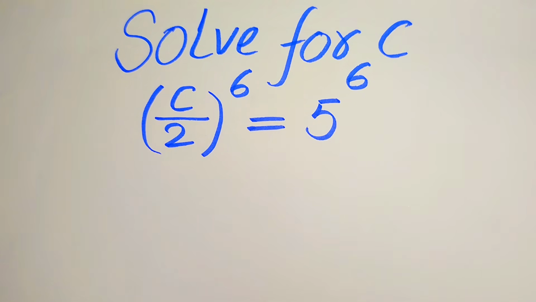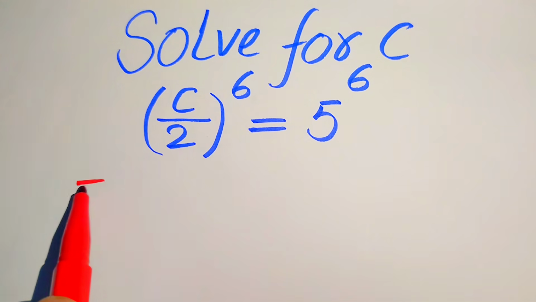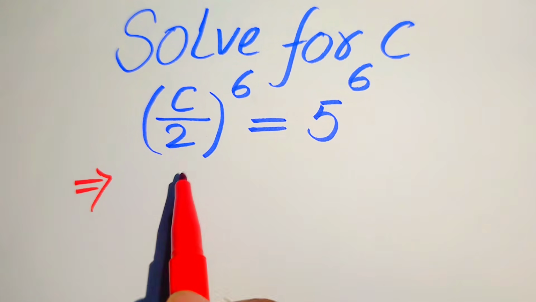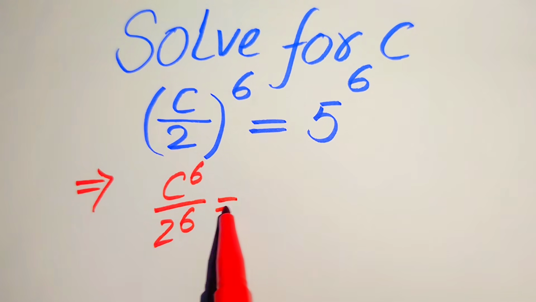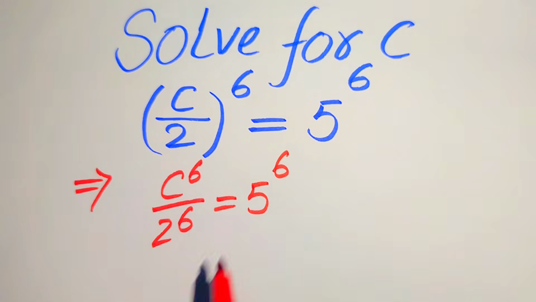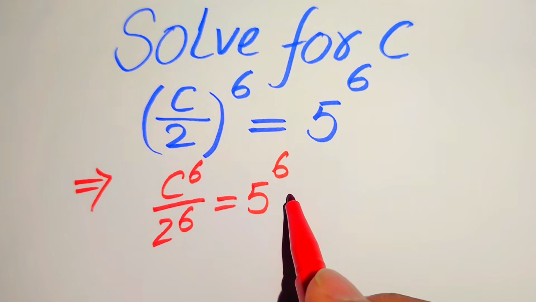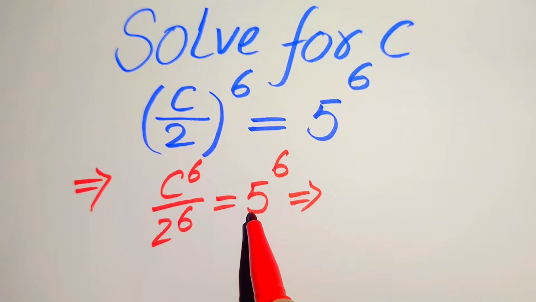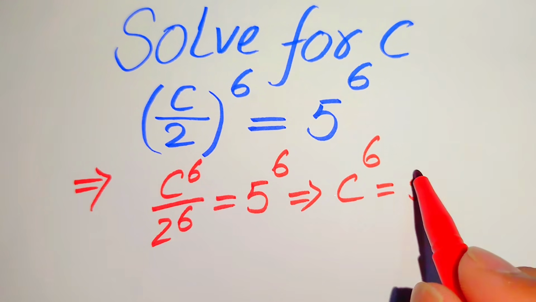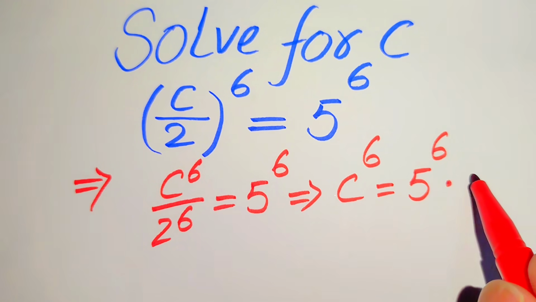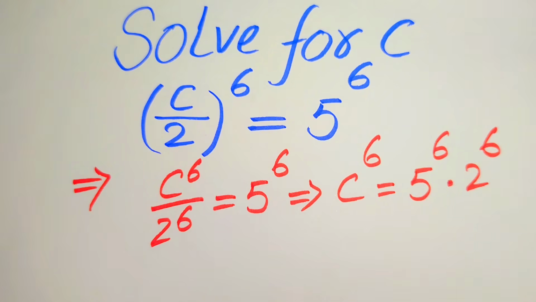So here we have (c/2) whole exponent 6 is equal to 5 to the power of 6. In the very first step we break this exponent and write it as c to the power of 6 divided by 2 to the power of 6 is equal to 5 to the power of 6. And now further we move the term 2 to the power of 6 from the left hand side to the right hand side and we get c to the power of 6 is equal to 5 to the power of 6 multiplied by 2 to the power of 6.